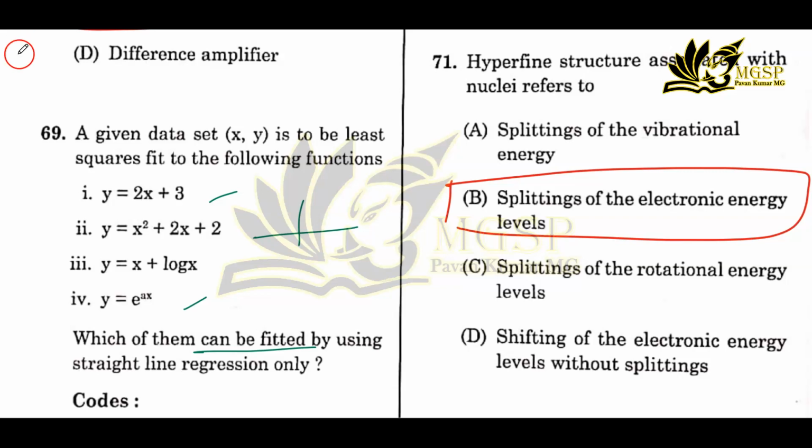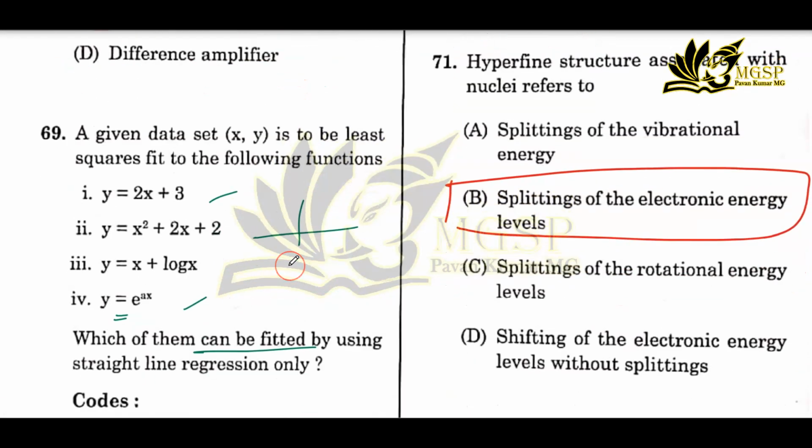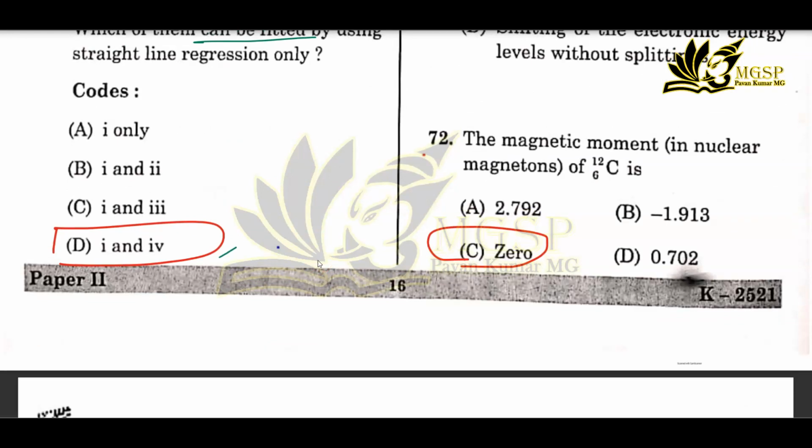I have some confusion, like I don't know why they have considered these two also. If I consider this function y is equal to 2x plus 3, this is obviously a straight line. But when you consider e power ax, for a certain value of ax, sometimes it goes directly like this, and sometimes it gets shifted if it was negative. So I don't know why they consider both D and A.